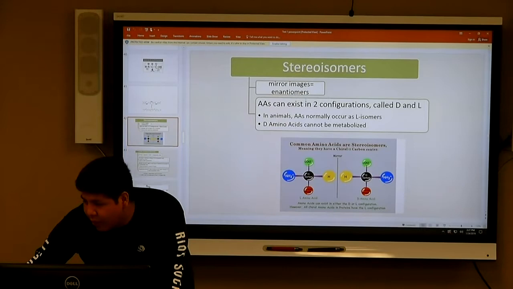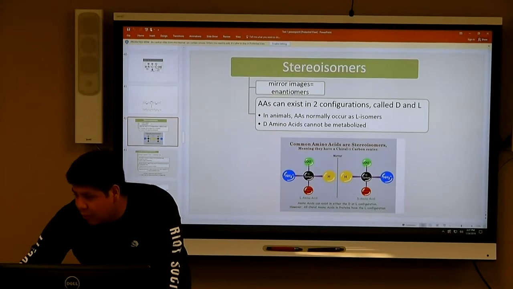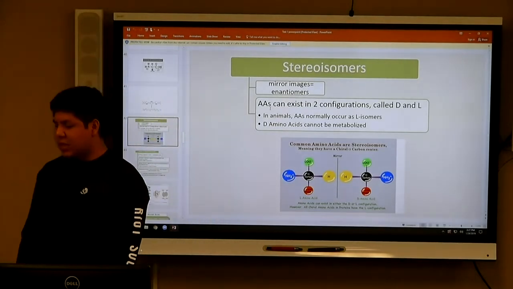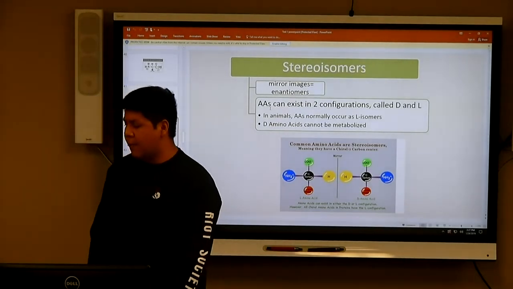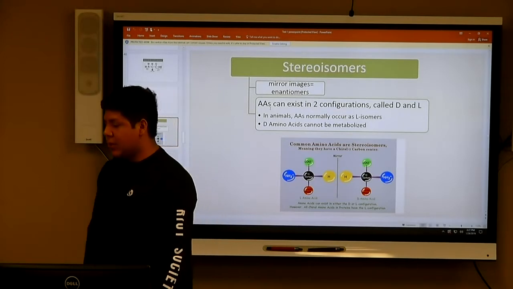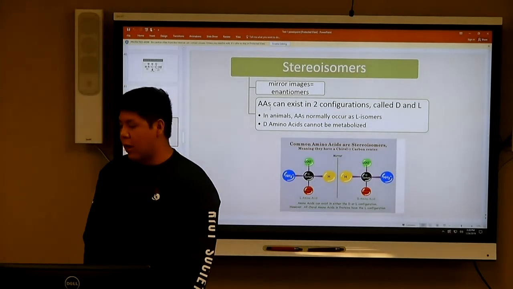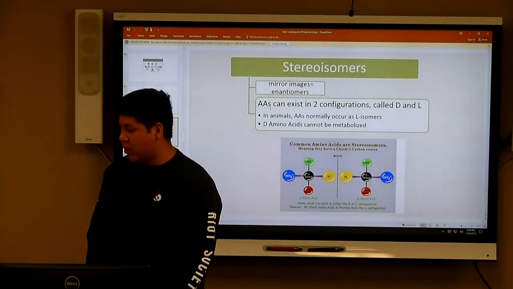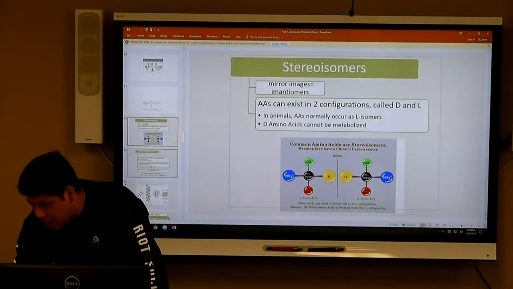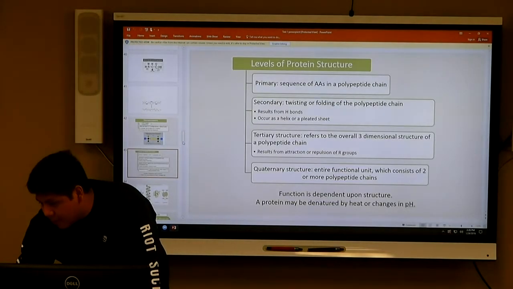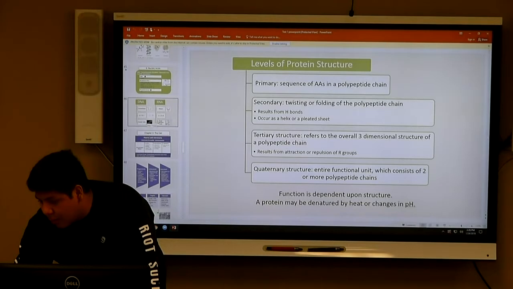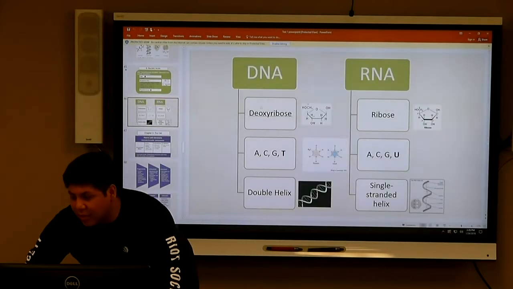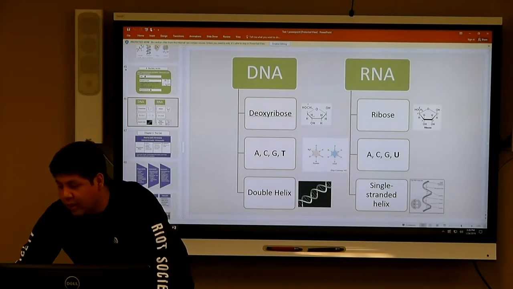Stereoisomers, mirror images, are called enantiomers. Amino acids can exist in two configurations called D and L. In animals, amino acids normally occur as L isomers. D amino acids cannot be metabolized. I'm just skipping a little bit here. You're going to have to fill this in your notes if you have the book.